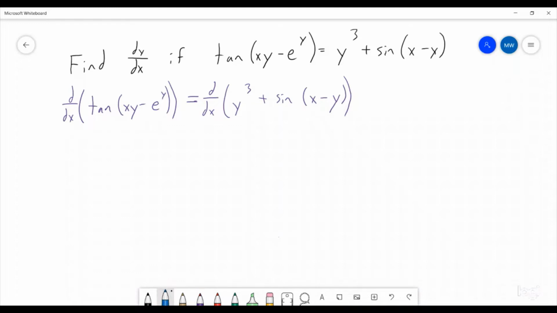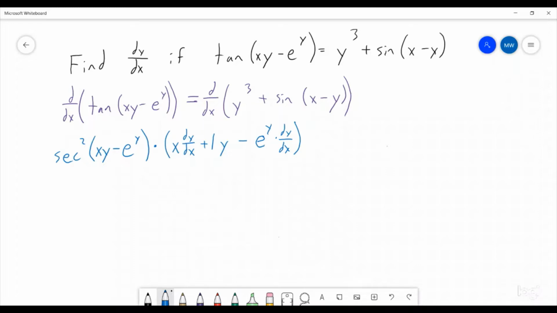So the derivative of tangent, well, that's going to be secant squared. We have secant squared of the inside, xy minus e to the y, but then we have to multiply by the derivative of the inside. That's the chain rule. So the derivative of xy, that's going to be x dy/dx plus 1 times y, so that's the product rule on xy, and then minus e to the y, derivative of that goes to an e to the y times a dy/dx. And there we go. That is that entire side of the equation.